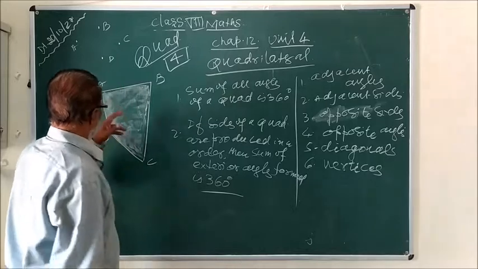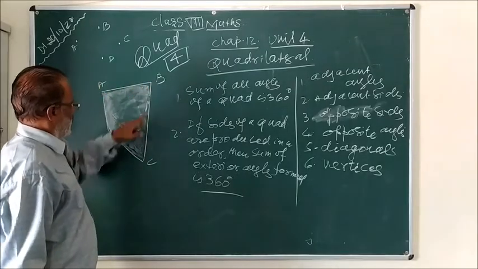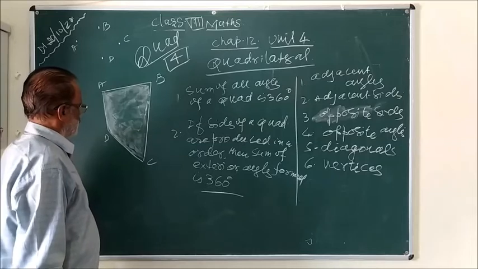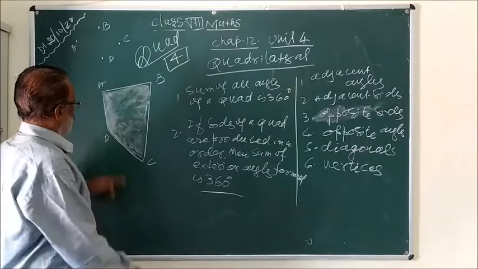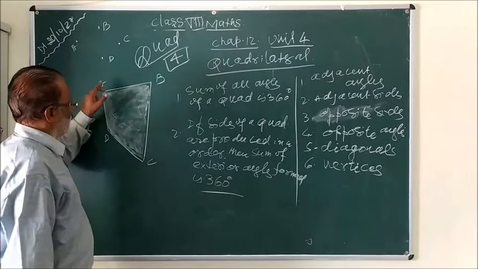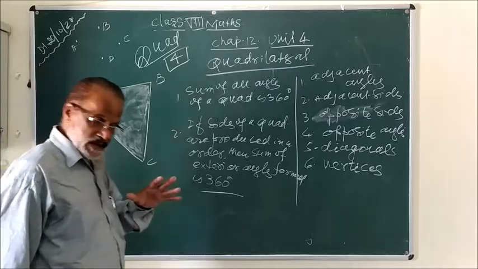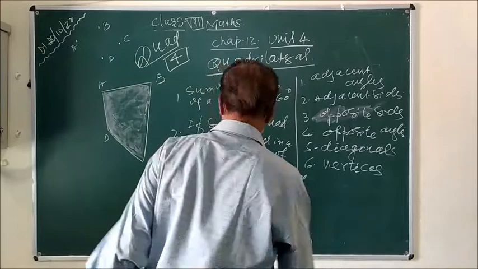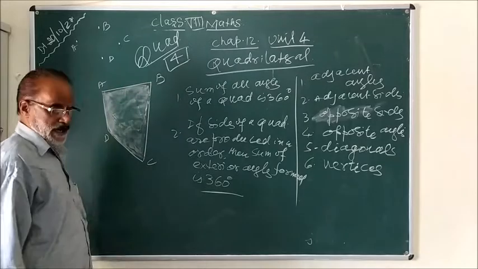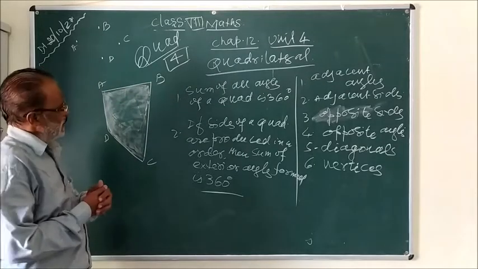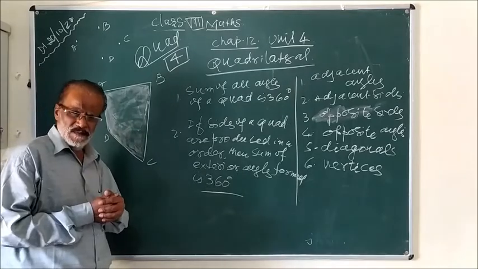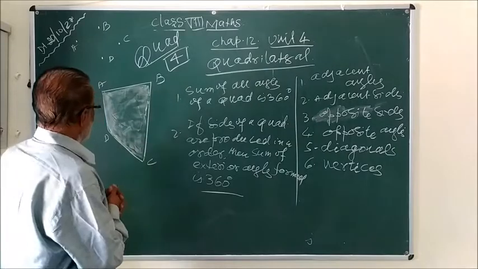So you see the definition. If we take 4 points in a plane such that no 3 points are collinear, no 3 points in a straight line, and if we join them, a figure will be obtained, and that figure is called quadrilateral. Quad means 4.